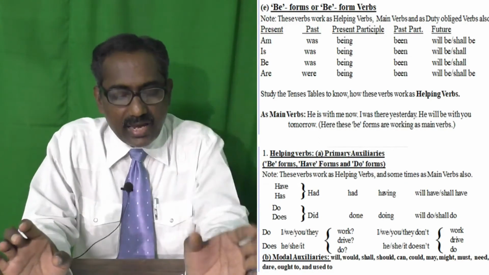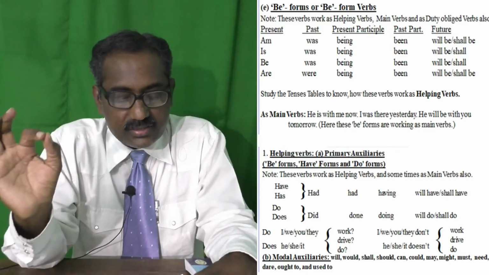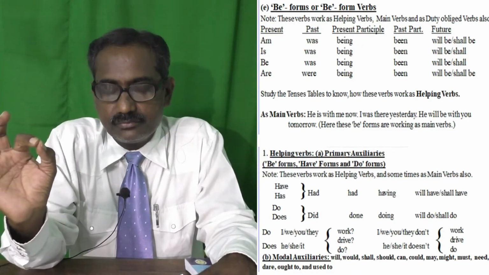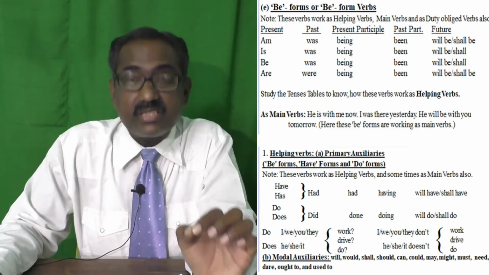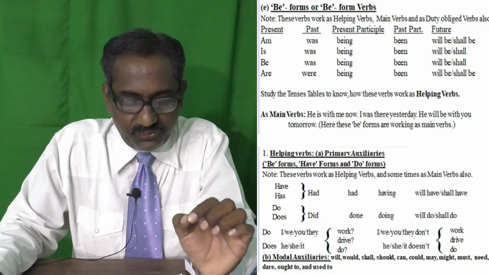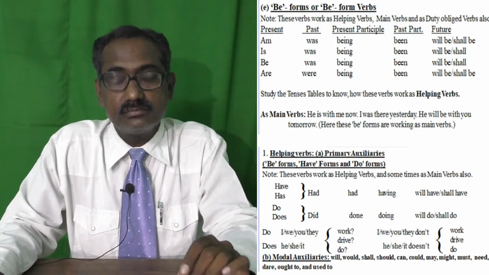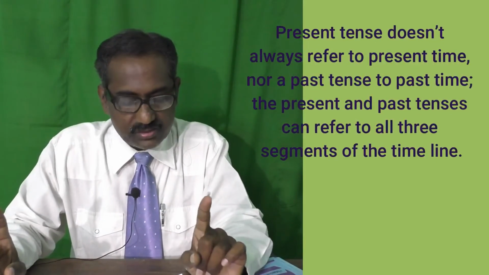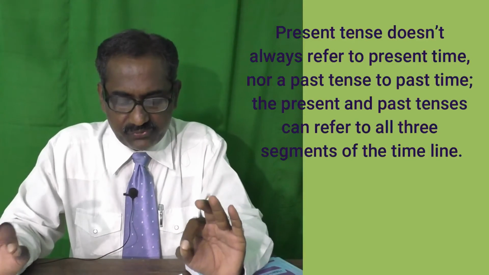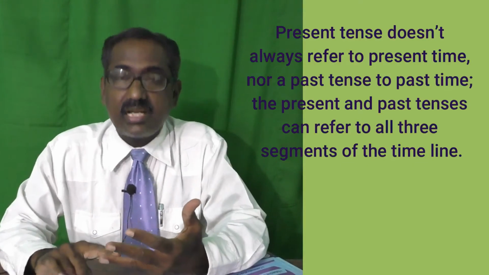Okay, what is time, tense and aspect? You have to learn one thing. Tense is a grammatical category rather than with reality. It has to do with how events are placed, seen and referred to along the past, present, future timeline. But a present tense doesn't always refer to present time, nor a past tense to past time. The present and past tenses can refer to all three segments of the timeline: past, present and future.